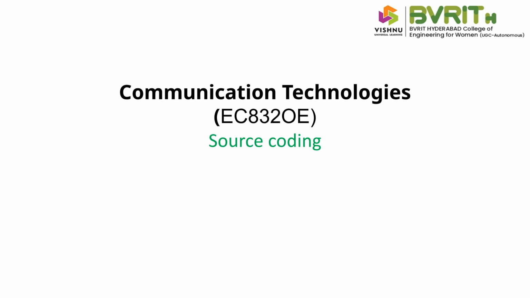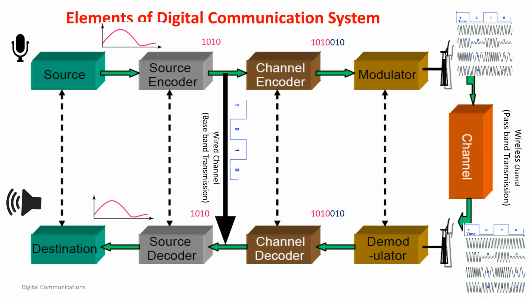This video covers communication technologies, specifically focusing on source coding. Here is a block diagram illustrating the key elements of a digital communication system, from the source to the destination, including the source encoder and channel.